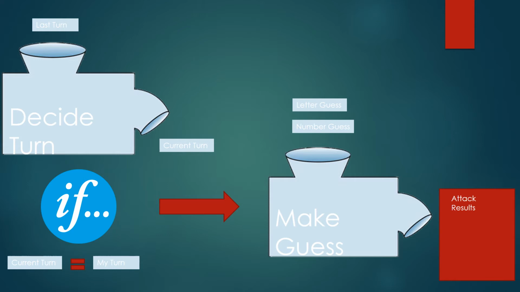I will then be returned or receive an output variable of what the results of my attack were. We might receive any of the results that we talked about earlier, such as I hit the target, I missed the target, that my guess was not valid, and possibly I might have sunken one of their ships.